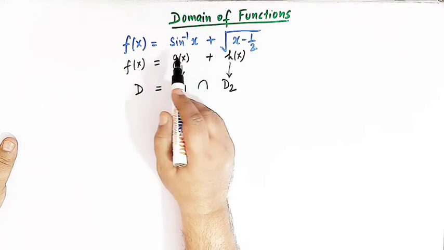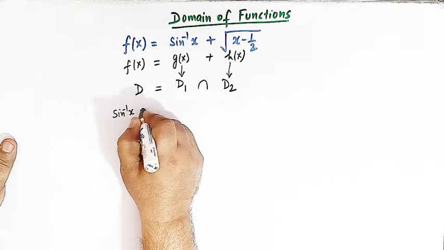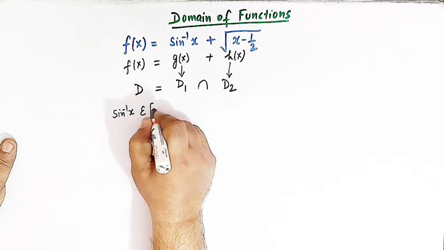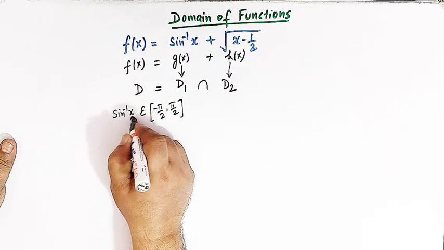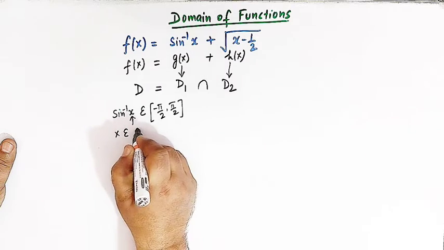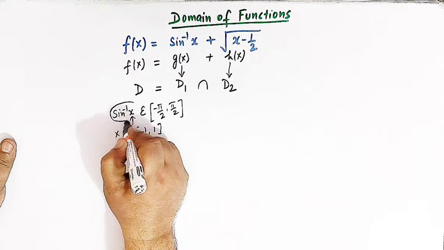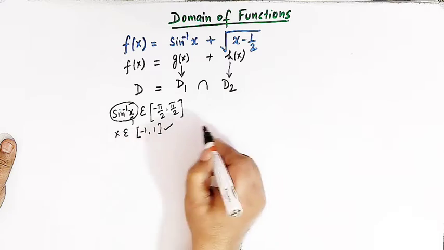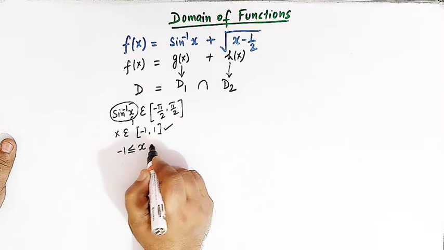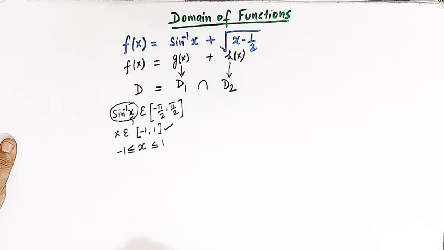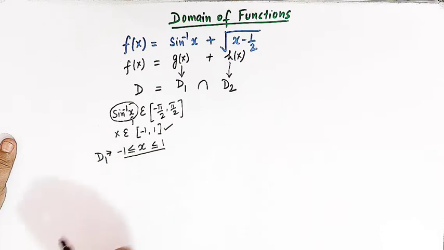So now from the inverse trigonometric functions, we know that sine inverse x belongs to the interval from minus pi by 2 to pi by 2, right? And whenever this x belongs to this interval, that is minus 1 to 1, right? So the domain of sine inverse x is given by this interval, which can also be written like this: x is greater than or equal to minus 1, but less than or equal to 1, right? So d1 is given by this inequality.